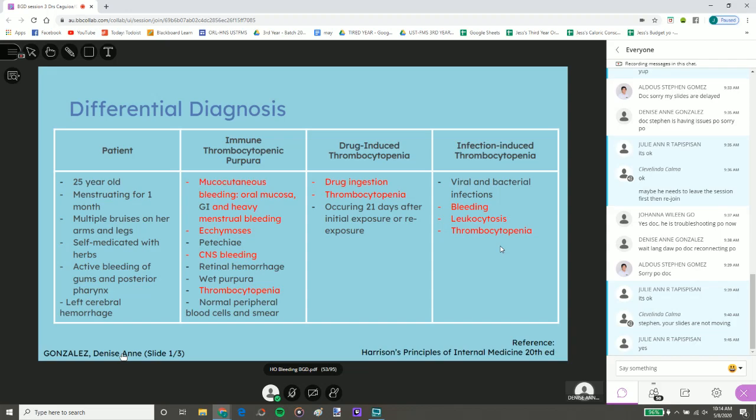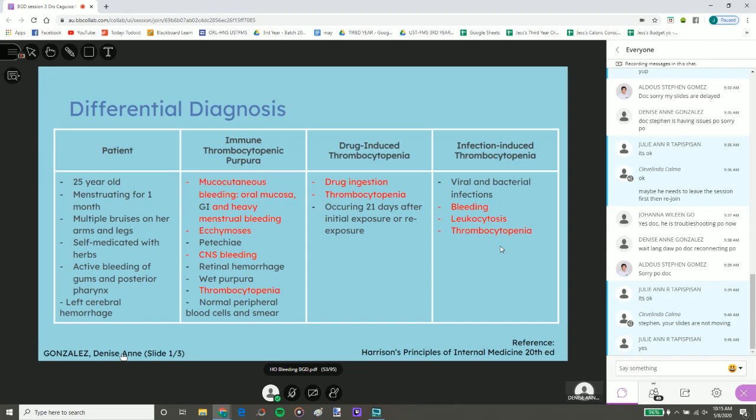For the next differential, we are considering drug-induced thrombocytopenia due to the patient's history of self-medication with herbs. According to Williams, taking herbal remedies should be considered as a potentially causative agent in any thrombocytopenic patient. Drug-induced thrombocytopenia is usually not severe, but our patient had a severe manifestation as she presented with a CNS bleeding.